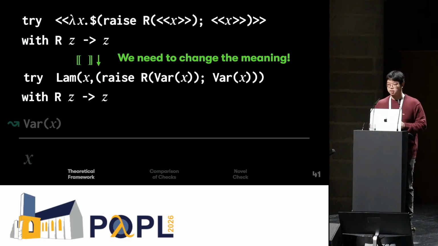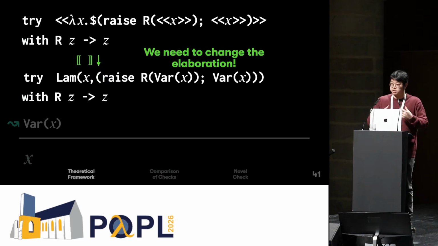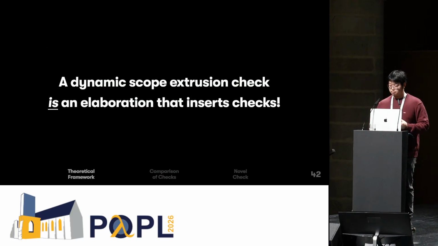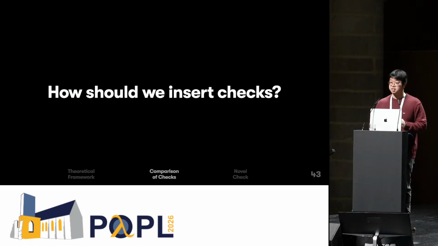So we need to change the meaning of the quotation and splicing, which means we need to change the elaboration, and we need to change the elaboration in such a way that it inserts checks, and these checks can raise exceptions. So that's what a dynamic scope extrusion check is in our model. It's just an elaboration that inserts checks. So a very natural question to ask is, how should we insert checks? And different answers lead to different types of dynamic scope extrusion checks.